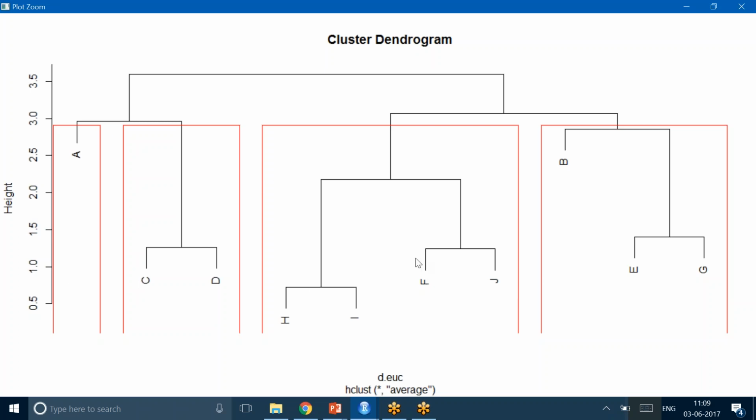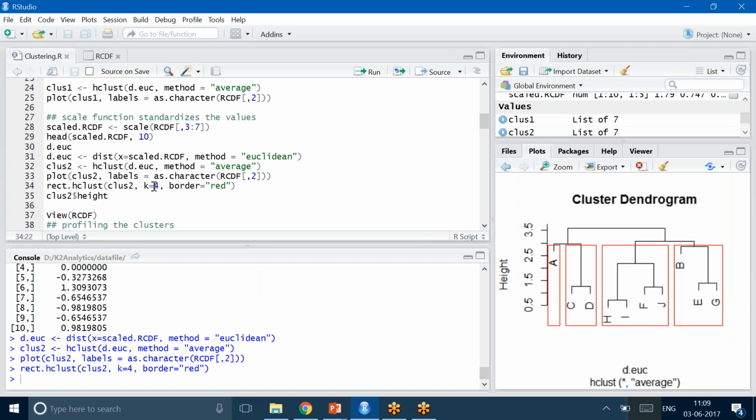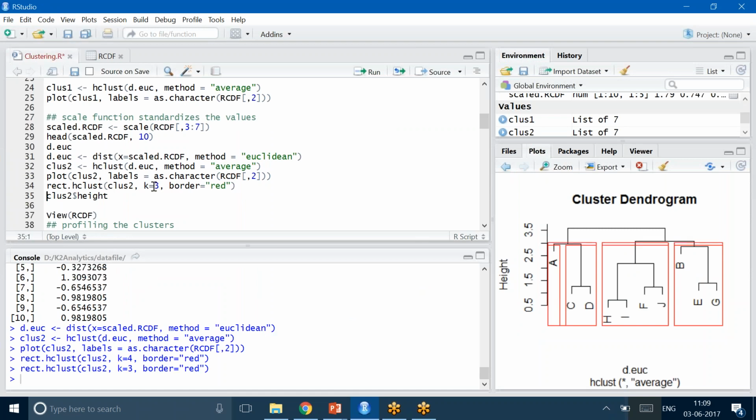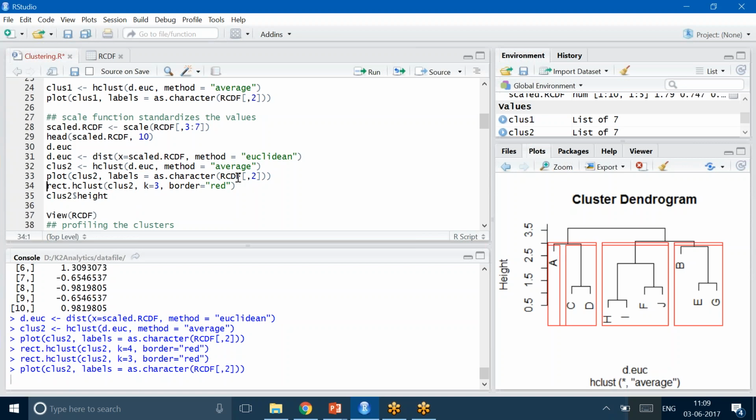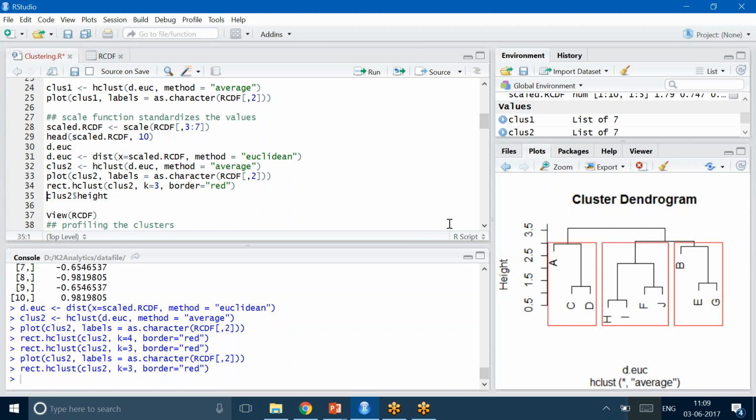and based upon that it is put all these red marks. Okay, but I don't want to go with 4 clusters, so probably I'll say 3 clusters, and then I'll see the 3 clusters. And if I do 3 clusters, this A, C, D is one together. Probably I'll plot this again and then make 3 clusters. So A, C, D, H, I, F, J, B, E, G, these are the 3 clusters. So all this calculation is happening in the background, and that's how you decide the clusters. Okay, my cluster formation is done.